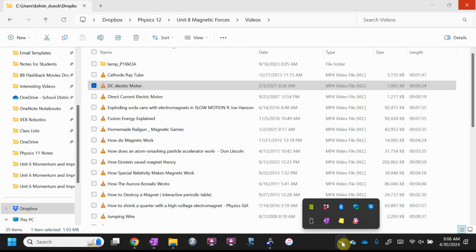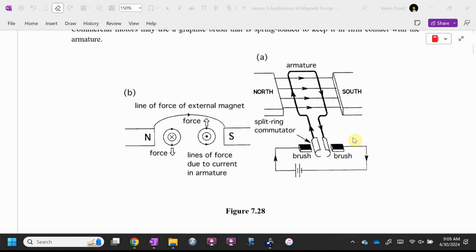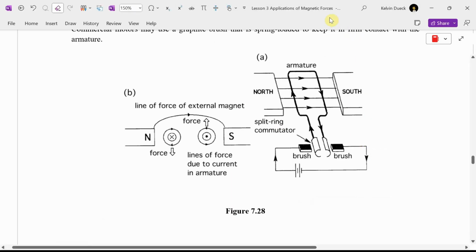Let me pause the video for a second. So this is also a nice application of the right-hand rule. This would be a nice right-hand rule multiple choice question, giving you a picture of a motor and asking you which way is it going to spin? Which way will it turn?